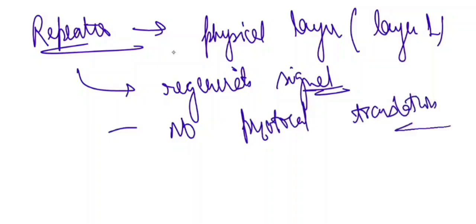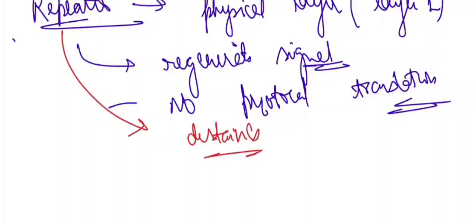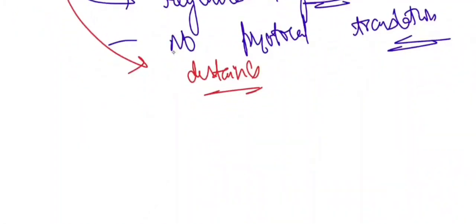No protocol translation. Okay, so repeater means physical signal. They work only at the physical signal, they regenerate signal, no protocol translation happens. And remember, this repeater is used for distance. One more point I want to tell you, this is used for distance. This is not compatible.